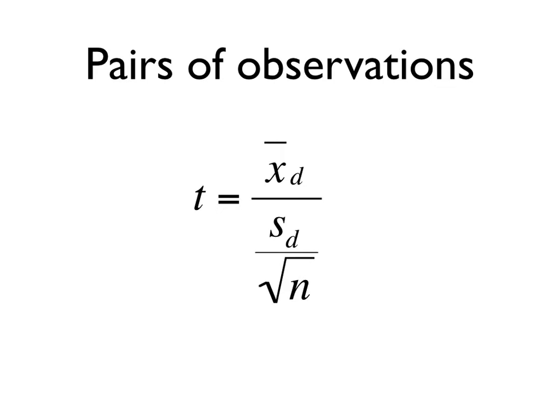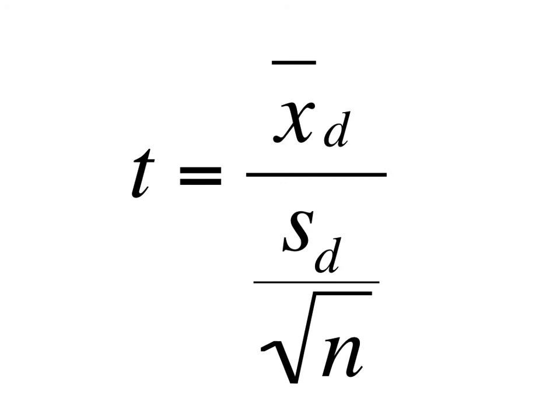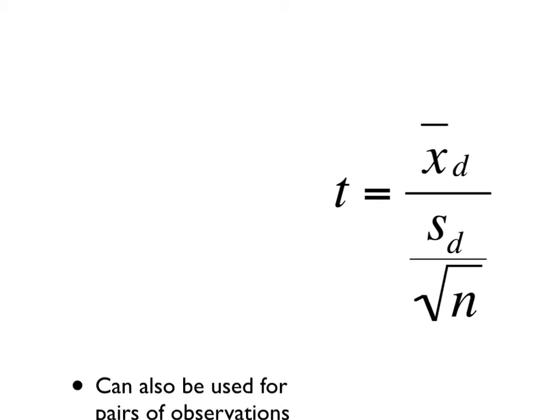That's why it's x bar sub d. It's the average difference. Standard deviation of the differences divided by the square root of the number of pairs. It's the same formula. Why don't I have minus mu there? Because mu is 0. So it's the mean of the differences, technically minus mu sub d, but mu sub d is 0. Standard deviation of the differences divided by the square root of the number of pairs. Okay.